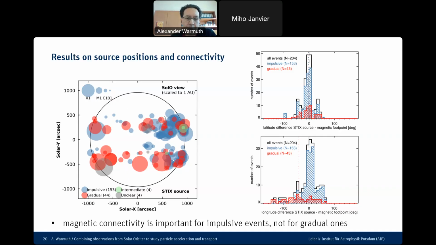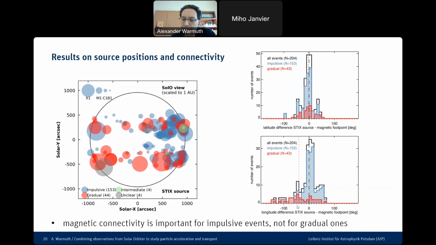hemisphere. We can look into that in more detail and compare the source location we see here with the location of this foot point of magnetic connectivity we determined earlier on. And this here gives you the latitude difference between the STIX source and the connectivity foot point, and here we see the longitude difference. Again, we see that the impulsive events are strongly peaked around 0, so they really tend to occur close to the foot point of magnetic connectivity.